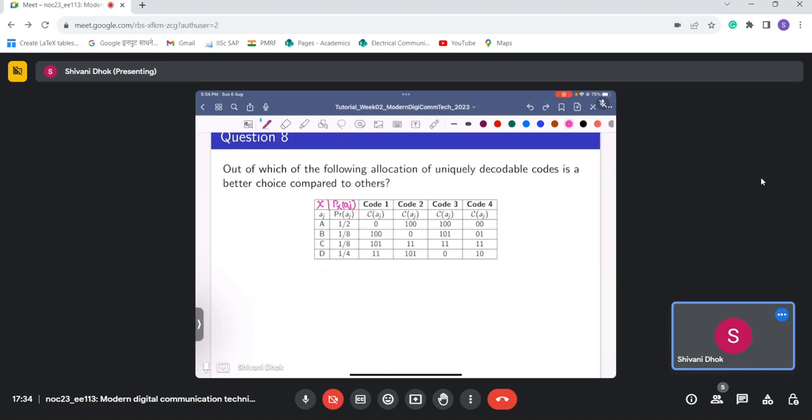What we mean by a better choice is that the average length should be as small as possible, because we want to use the resources efficiently. We need to use bandwidth and power very efficiently. If I increase the number of bits that I am transmitting, it will increase the resources that I am using. The bandwidth is very costly, and for the power, the devices have restrictions on how much we can use. So both things have to be used very efficiently. So which is the better choice, we will compare based on average length.